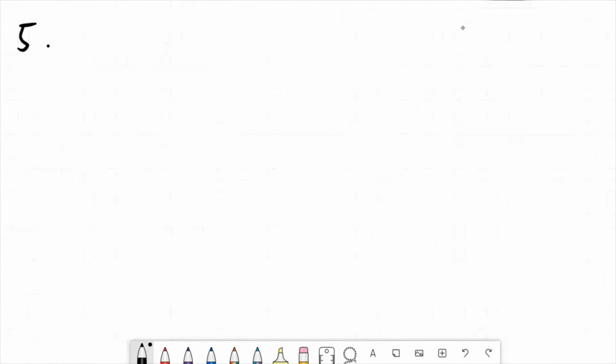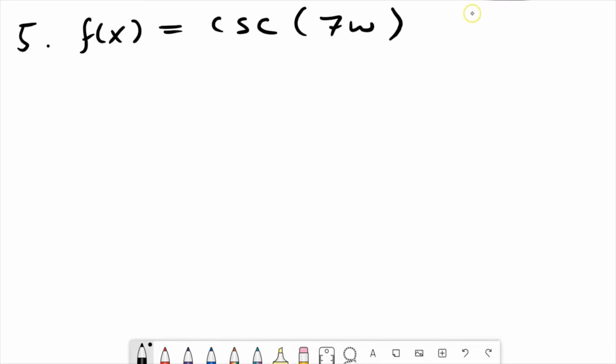Number 5 says f of x is equal to cosecant of 7w. f of x equals cosecant of w. So here we go.